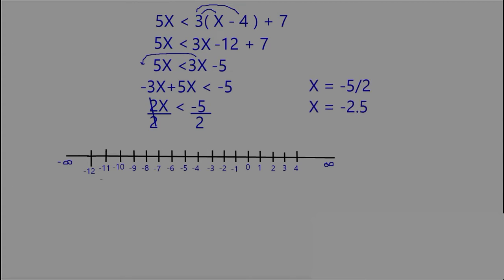To plot that on the number line, we locate -2 and then go in the middle of -2 and -3. That will give us -2 and a half.